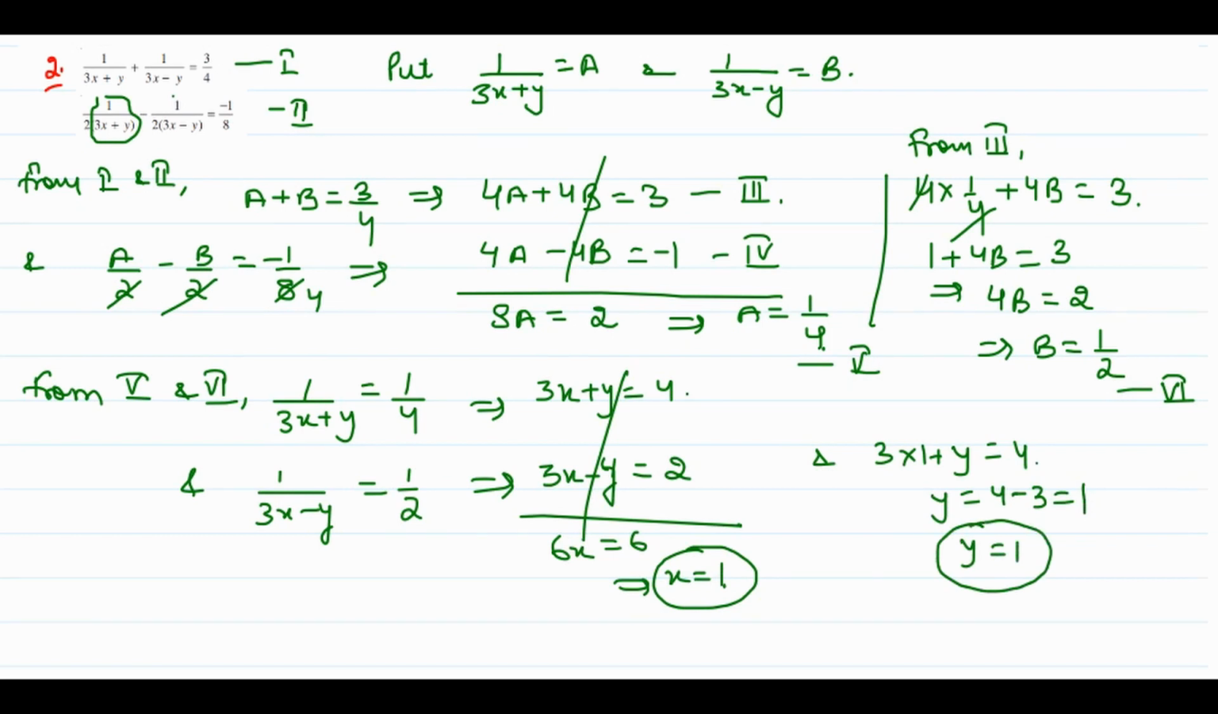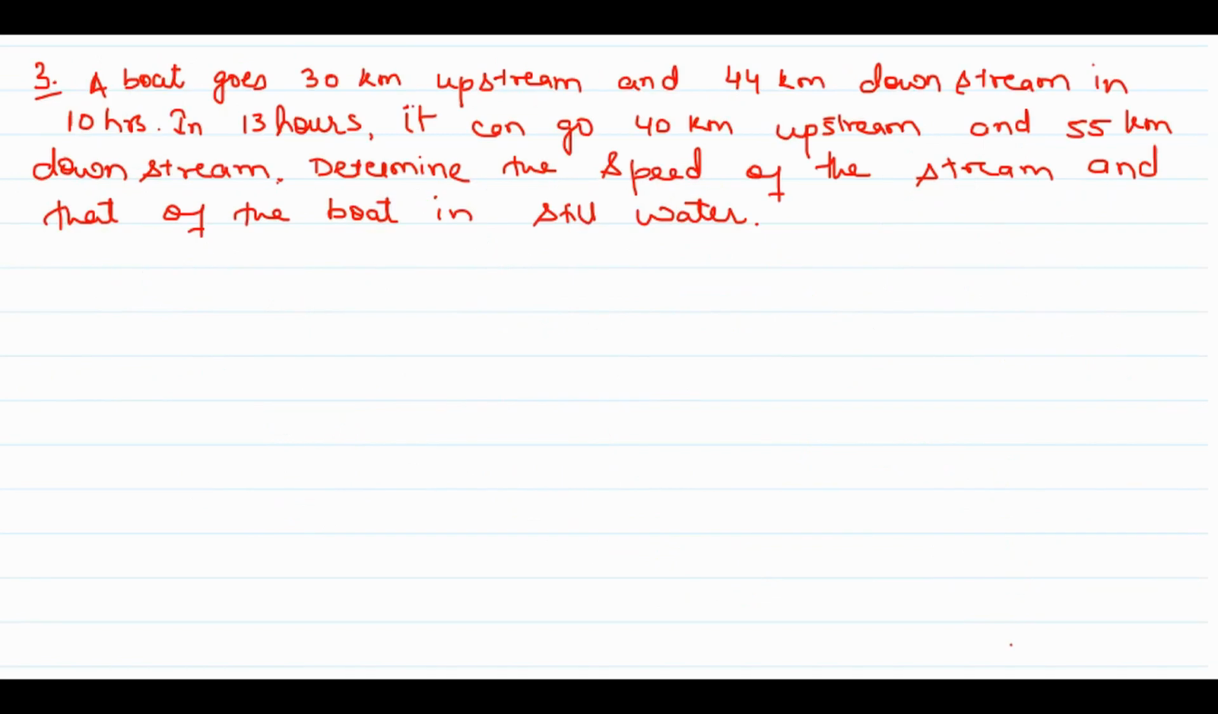We do have some word problems also on the same concept. The most basic one and commonly asked is the upstream downstream questions. A boat goes 30 kilometers upstream and 44 kilometers downstream in 10 hours. In 13 hours, it can go 40 kilometers upstream and 55 kilometers downstream. Determine the speed of the stream and that of the boat in still water.